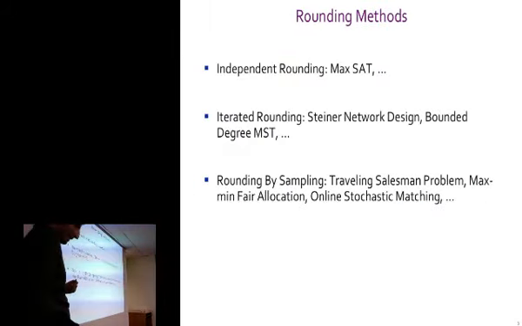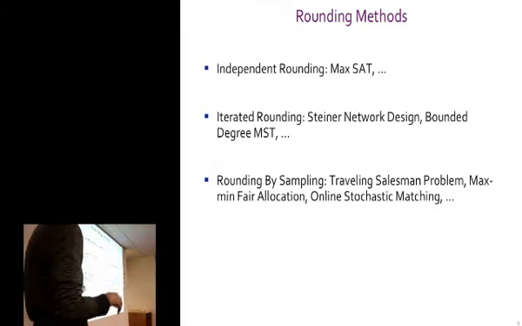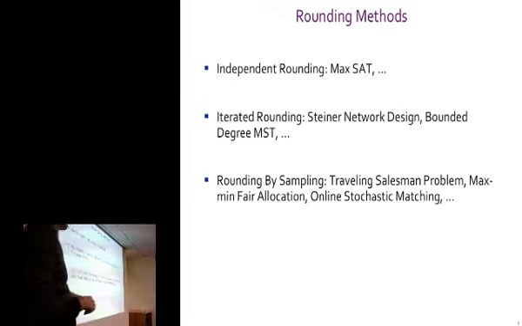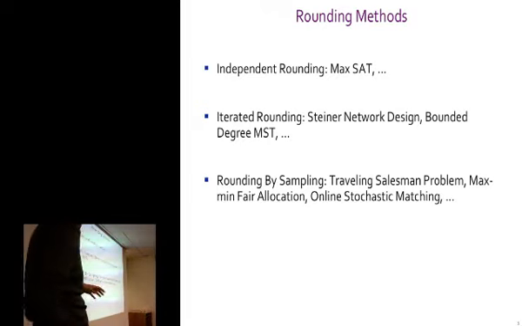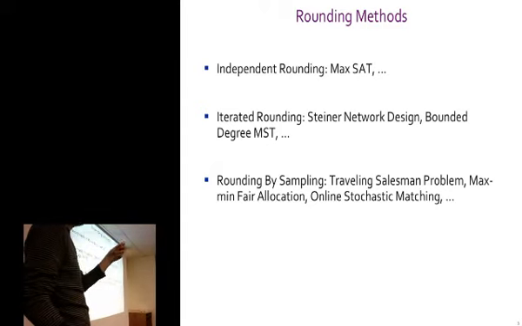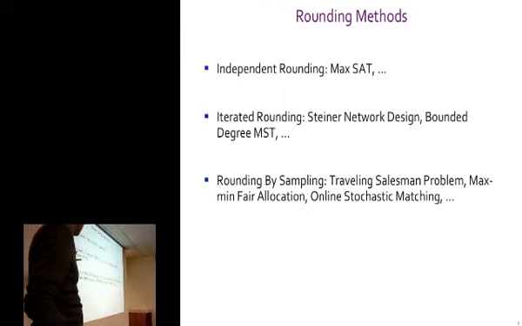There are lots of different rounding methods for different problems. Here are three that I selected. Perhaps the first one that comes to mind is the independent rounding method, the method of Raghavan and Thompson. Here you round each fractional variable independently to 0 or 1. Then there is iterated rounding, where we utilize extreme point solutions of the linear program. This method has been applied to Steiner network design problems, bounded degree spanning trees, and so on.